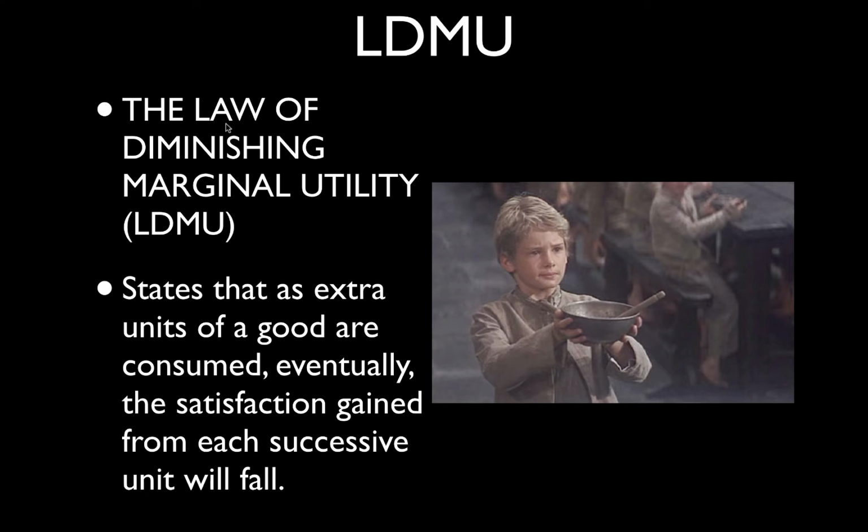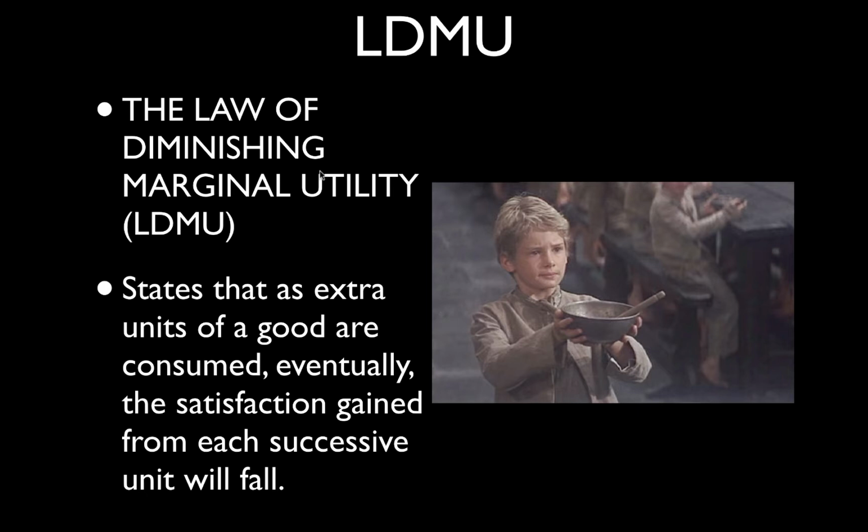Okay, so the law means that it's strong enough to apply in most cases. That's what an economic law is. Diminishing in English means that it is reducing or getting lower and lower. And marginal utility is the extra satisfaction that a person gets from consuming one extra unit of a good. So this is a law that applies across the board: marginal utility, the extra satisfaction that a consumer gets from consuming more units of the same good, will fall.